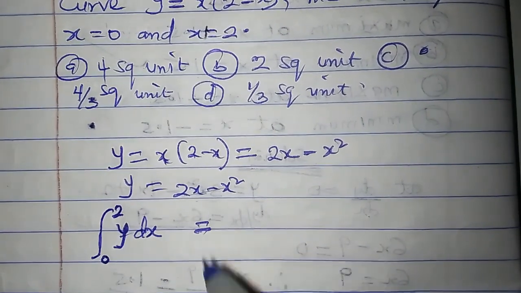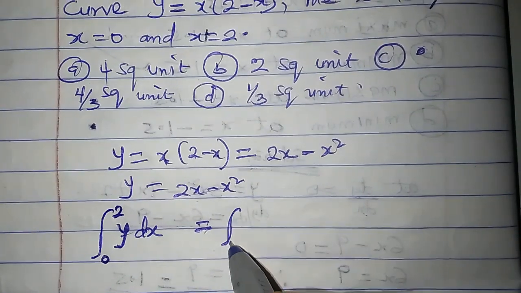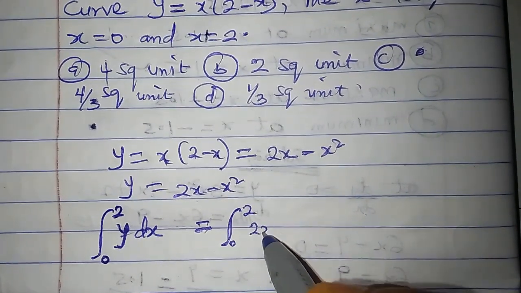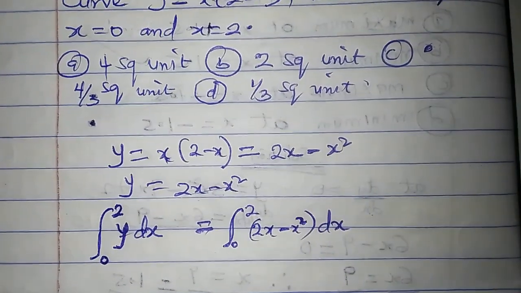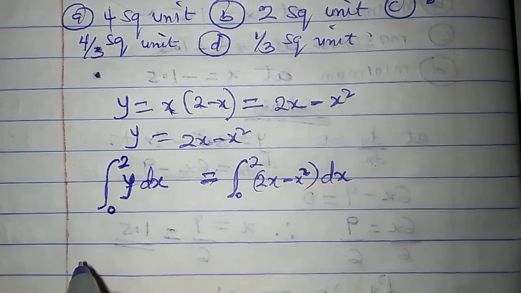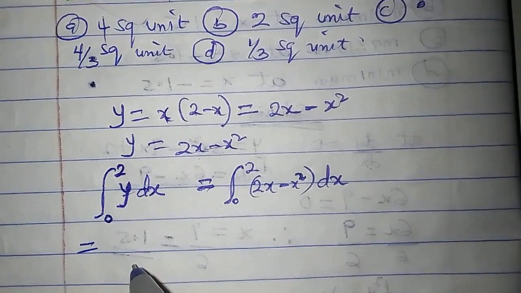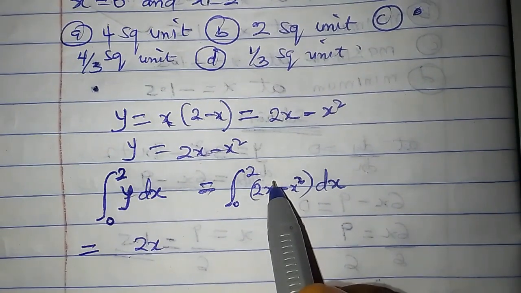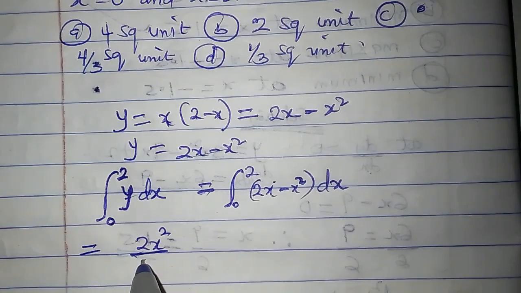So this is it. My y here is equal to 2x minus x squared. So I have the integral from 0 to 2 of 2x minus x squared dx. Let's integrate. This is integration. So what we have now is this. Integrate 2x, it will be what? 2x, the power of x here is 1. So add 1 to it, it becomes 2. Then divide by this same 2.